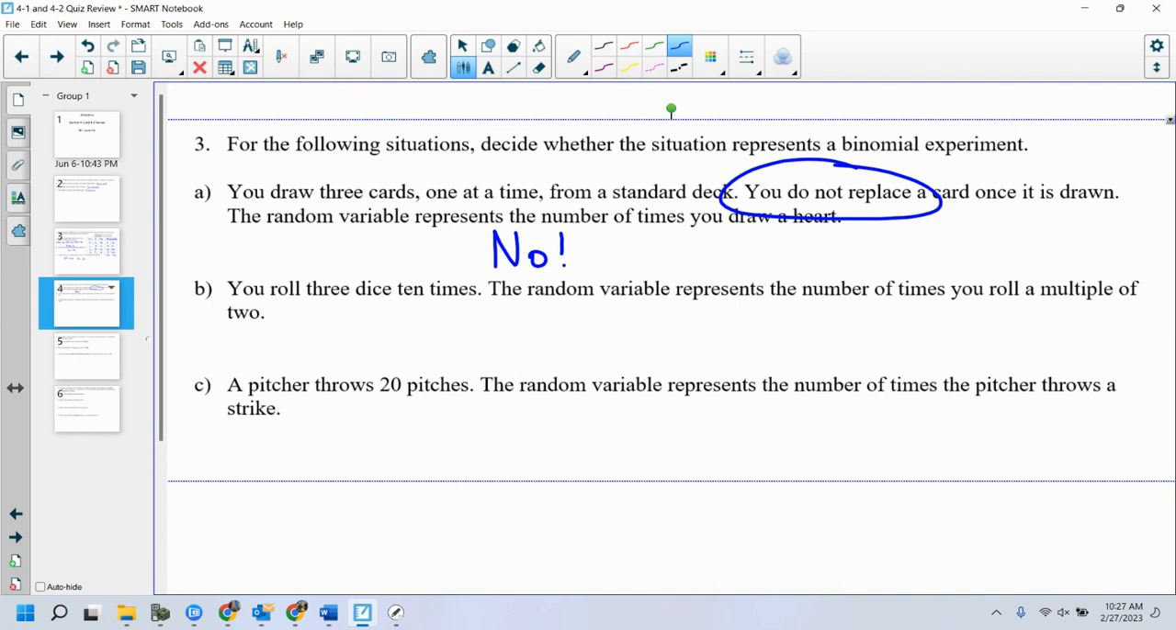You roll 3 dice 10 times. The random variable represents the number of times you roll a multiple of 2. Now, in that respect, that is binomial. You either get a multiple of 2 or you don't. A pitcher throws 20 pitches. The random variable represents the number of times the pitcher throws a strike. Binomial. Strike or not a strike?